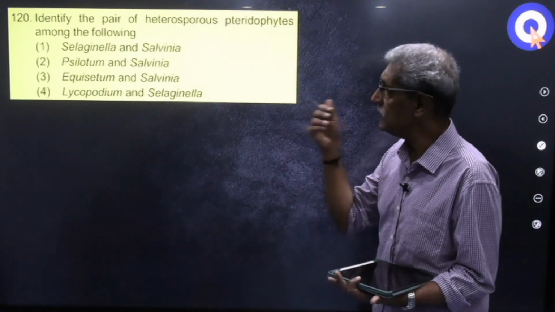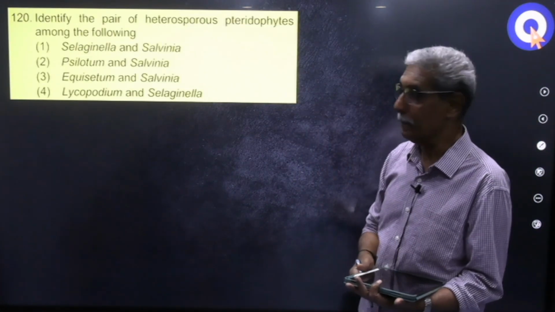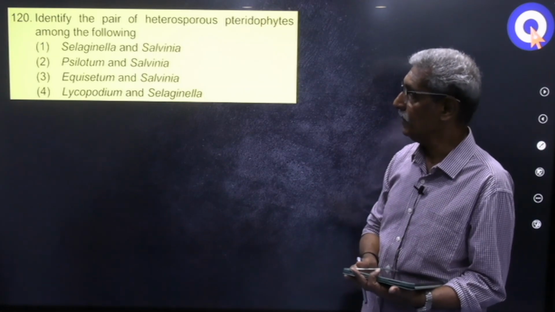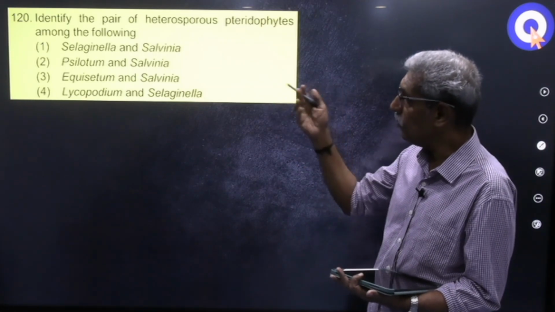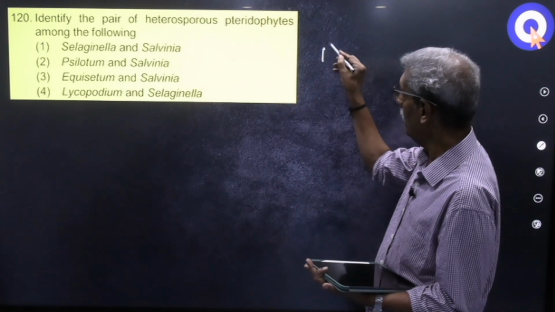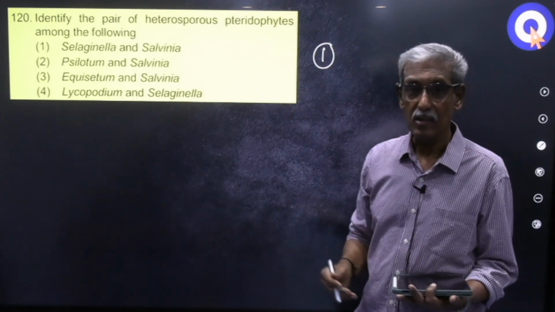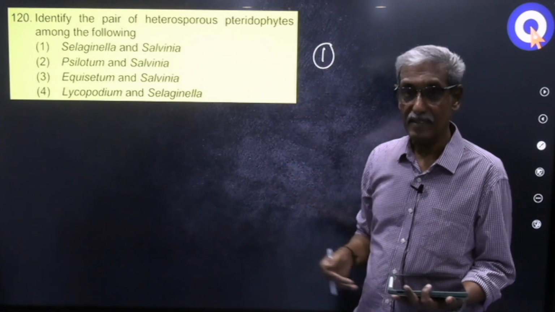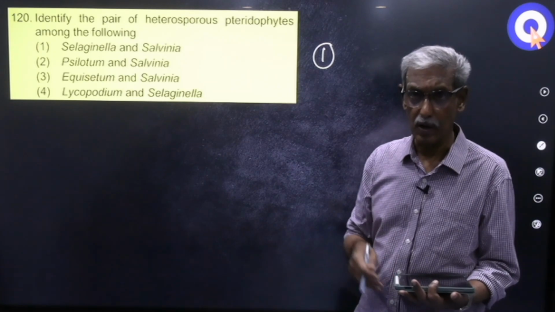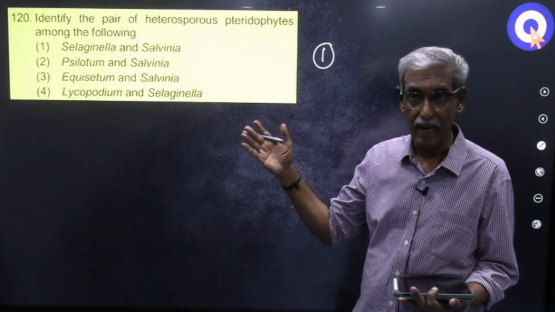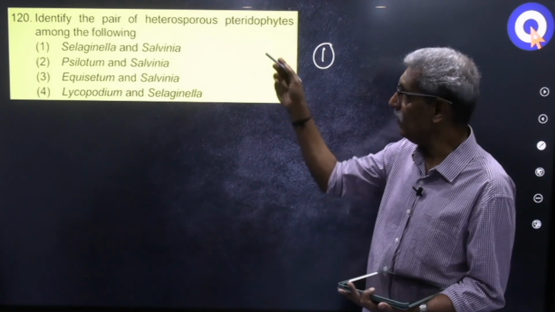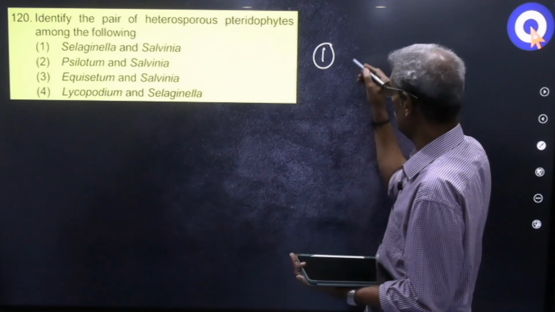Now let's go on. Among pteridophytes, remember the pair of heterosporous plants among these. The most common is option number 1, Selaginella, which is called club moss, and then you've got Salvinia. Salvinia is a fern. So Selaginella and Salvinia are heterosporous pteridophytes.